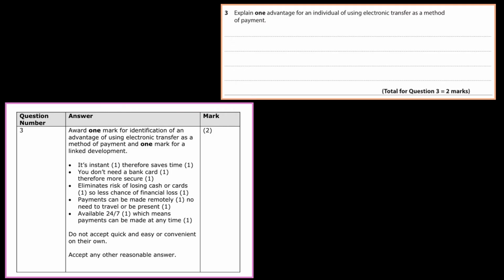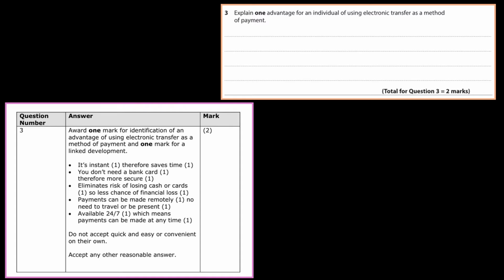It says here, it's instant, therefore it saves you time. Okay, so that is true. It is instant and it does save you time. There you go. There's your answer and there's your expansion. You don't need a bank card, therefore it's more secure. Okay, there's another one for 2 marks. It eliminates the risk of losing cash or cards. Yes, of course it does. So there's less chance of financial loss.